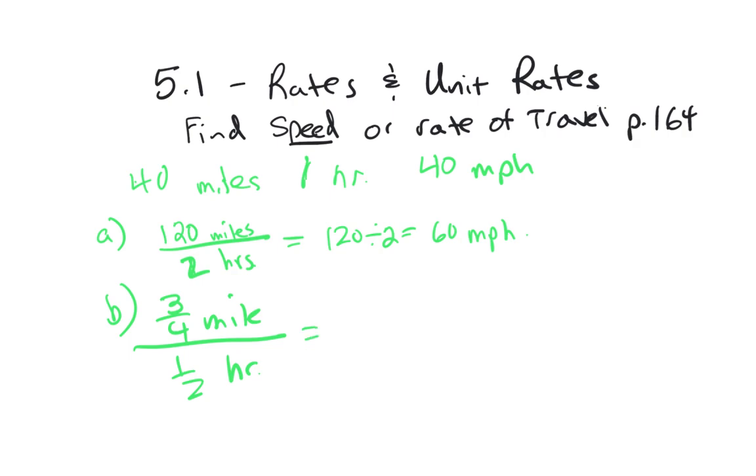And in order to have a unit rate, we need to have this be 1 hour, right? How do I go from a half hour to 1 hour? Simply multiply by 2, because 2 halves make 1 whole. So if I multiply 3/4 times 2, I get 6/4, because 3/4 and 3/4 is 6/4, and that's miles, or 1 and 2/4, which is 1 and 1/2 miles per hour. All right, so that's how you do that.